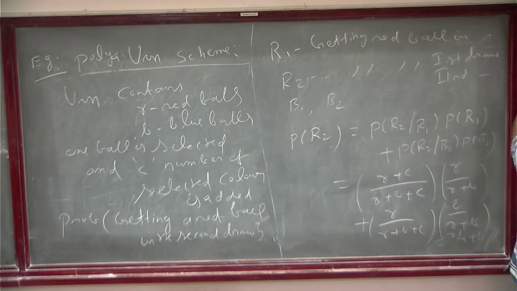So this is assignment 3. Compute P of Rn, that is getting a red ball in the nth time. And it's similar for B, so you don't have to do it. That's about conditional probability.